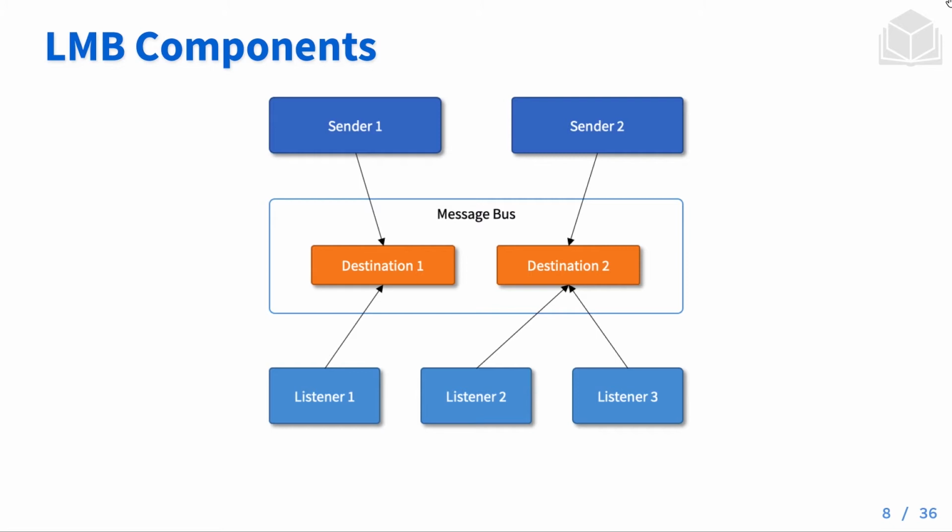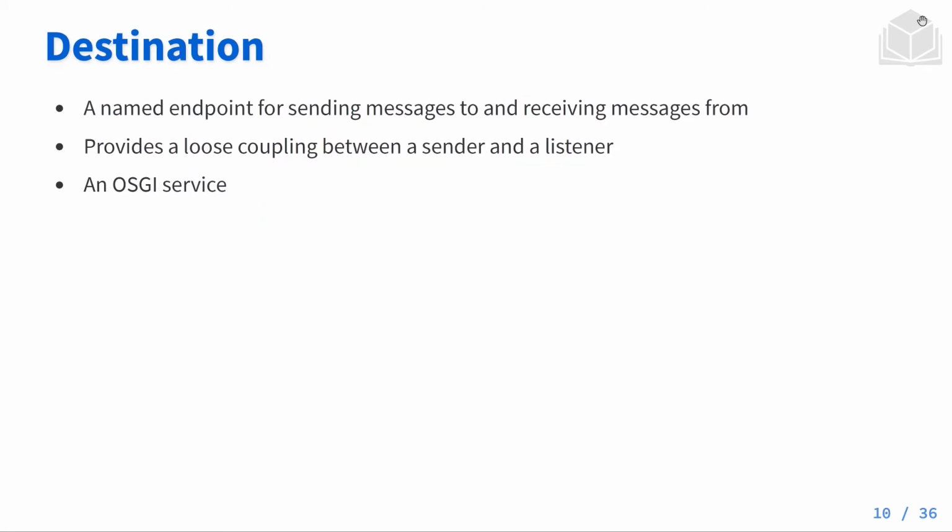And here we can see a picture of that. We can see the three components here. So we have our senders sending messages to the message bus, which is the destinations, and we have listeners listening on those destinations. Destinations are named endpoints for sending messages to and receiving messages from. They provide a loose coupling between a sender and a listener, and these are all OSGi services.